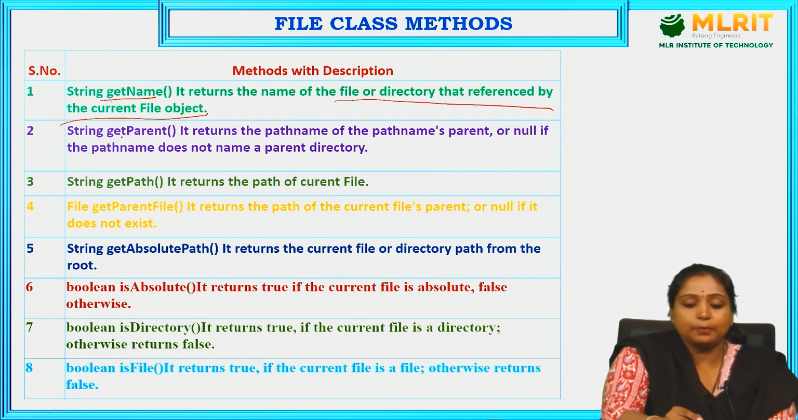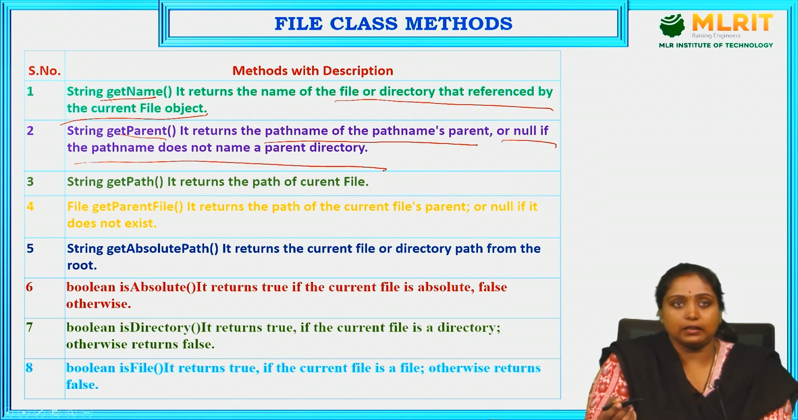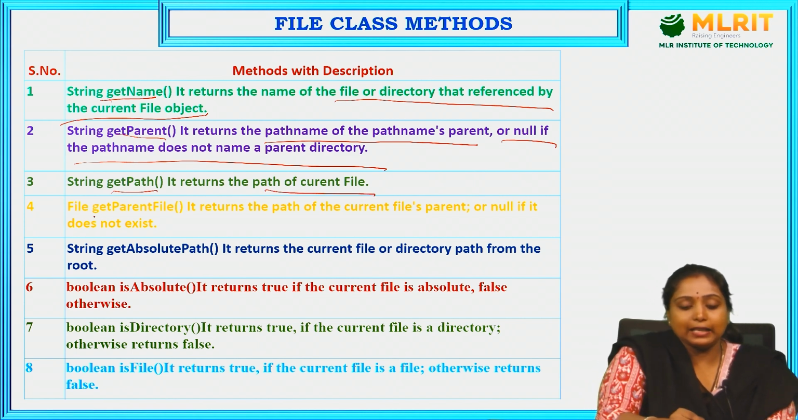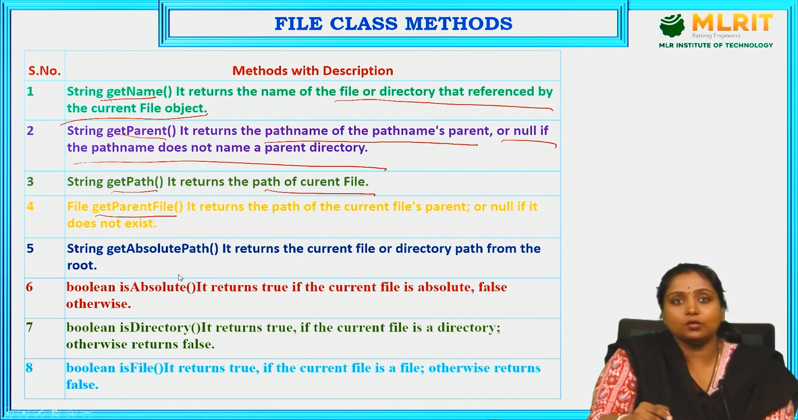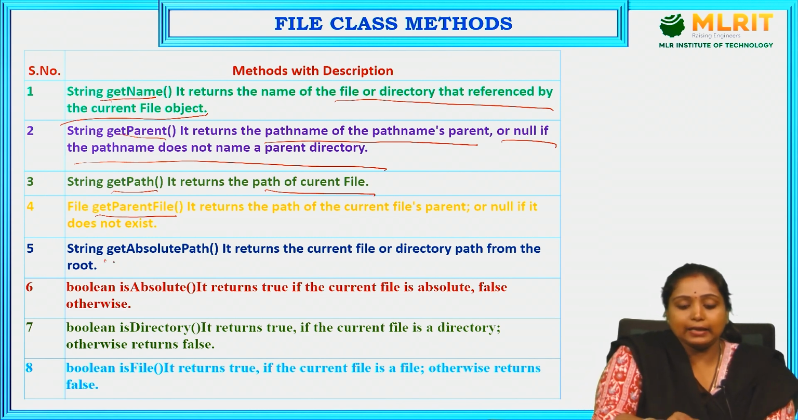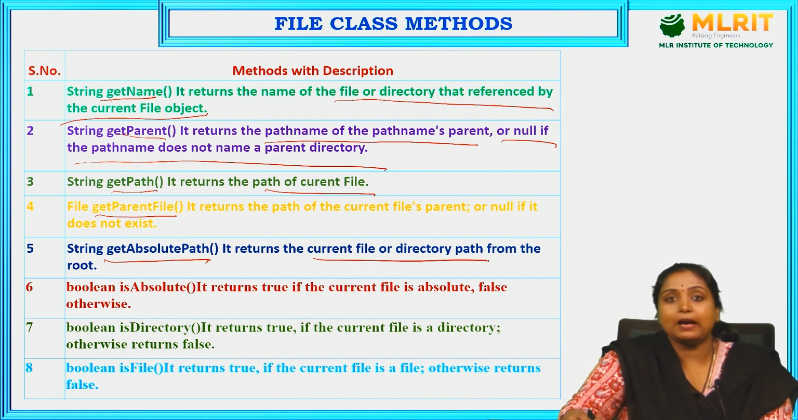getParent returns the path name's parent, or null if the path name does not have a parent directory. getPath returns the path of the current file. getParentFile returns the path of the current file's parent, or if the current file does not have any parent, then it will return a null value. And getAbsolutePath returns the current file or directory path from the root.